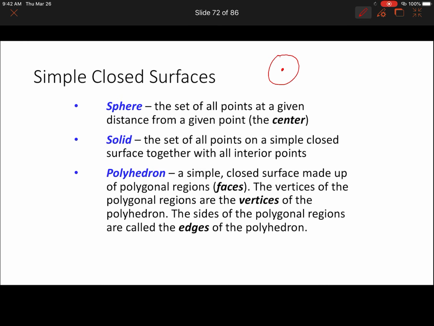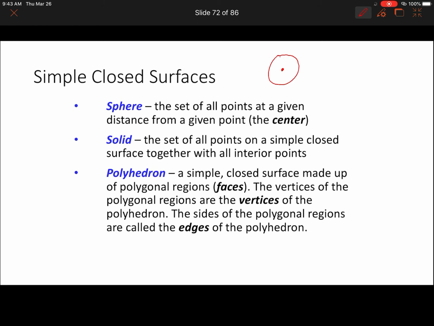Now, what we're going to spend a lot of our time talking about here is what we call a polyhedron. Polyhedra is the plural of that, but polyhedra are simple closed surfaces made up of polygonal regions that we call faces. So again, I'm going to show you some examples of this in a second, but as we talk about these faces or these sides, if you will, for a polyhedron, they have to be polygons. Can't be circles, can't be anything that's got a smooth curve. It's got to be a polygon.